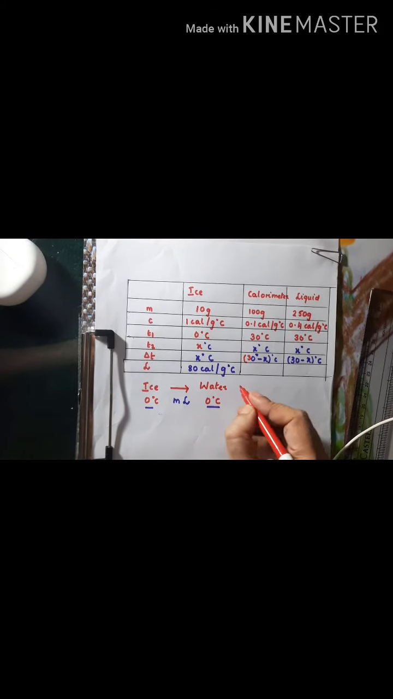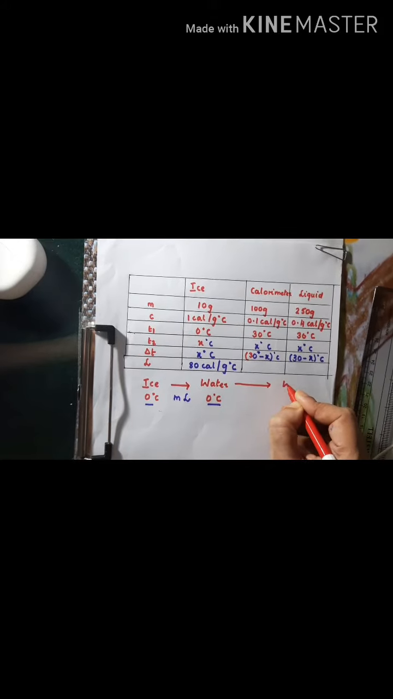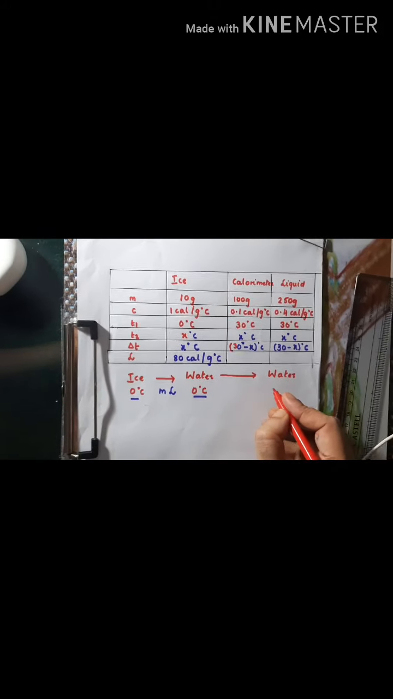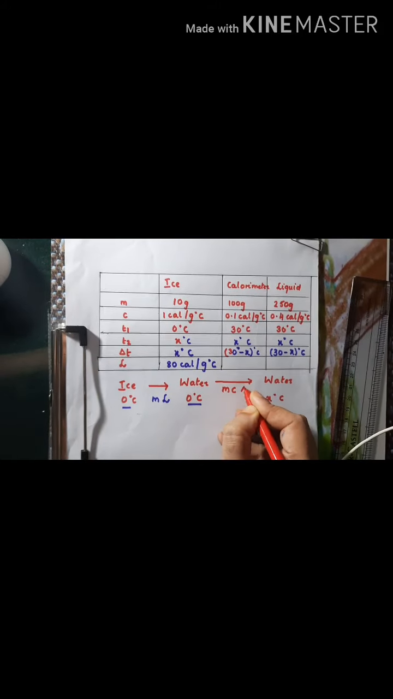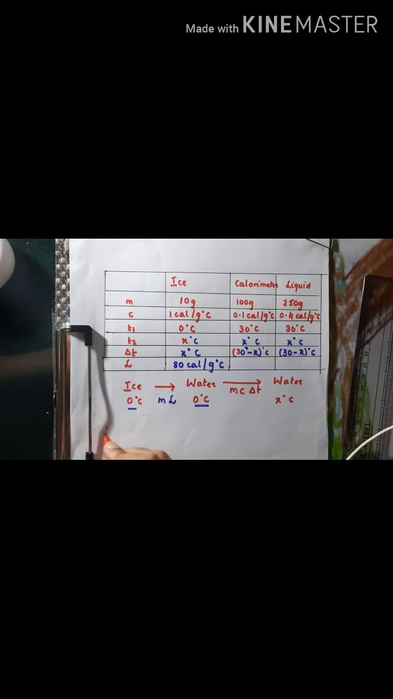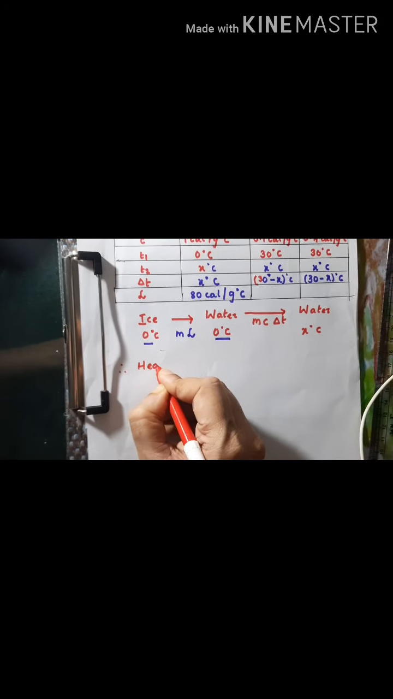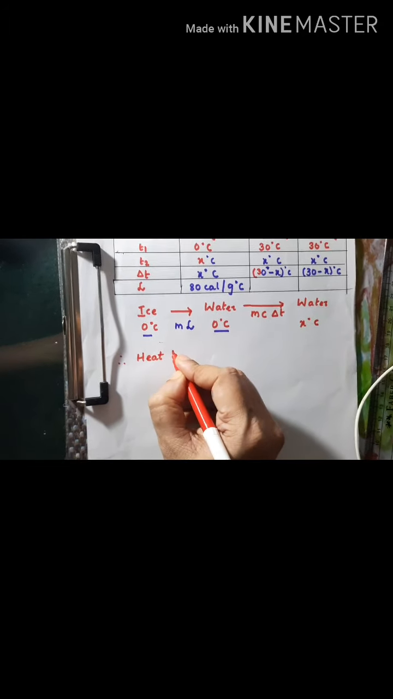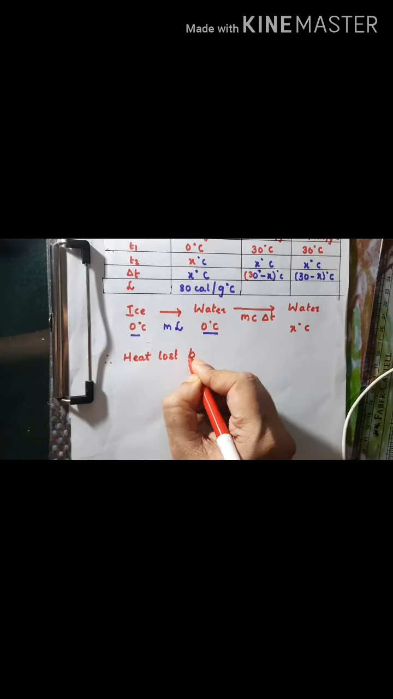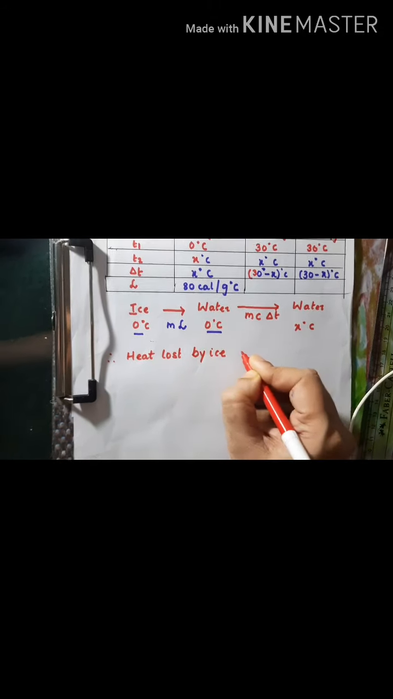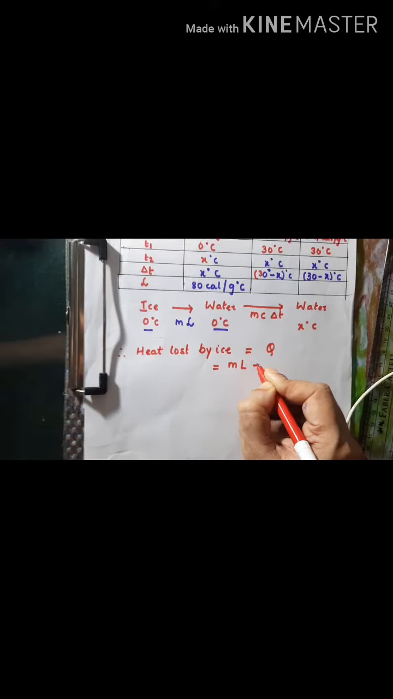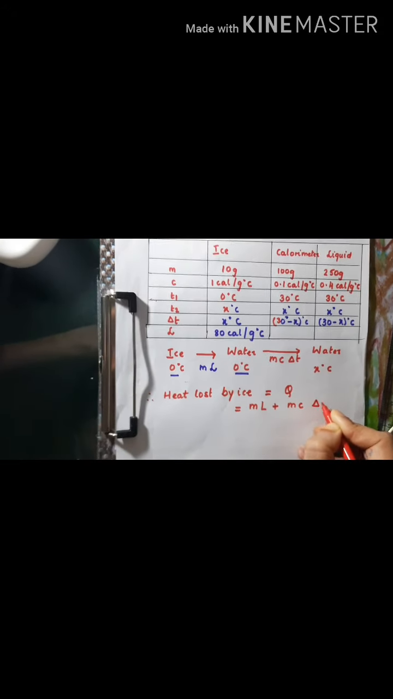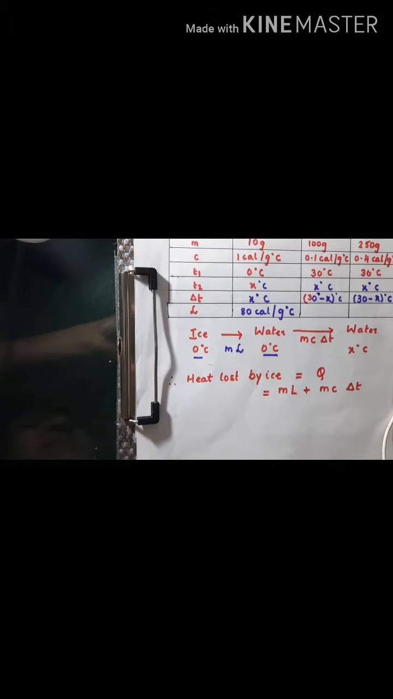Now this water at 0 degrees Celsius has to get converted to water at whatever temperature. The temperature of the water has obviously increased, right, x degrees Celsius. So this is mc delta T. Therefore, heat lost by ice equals to Q. This is equal to ml plus mc delta T.